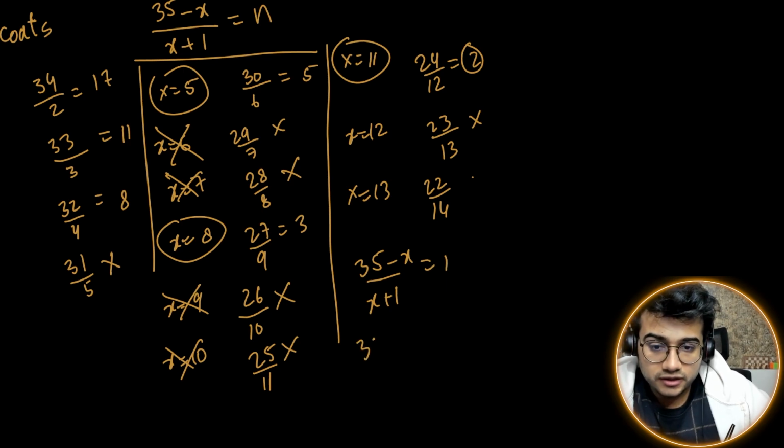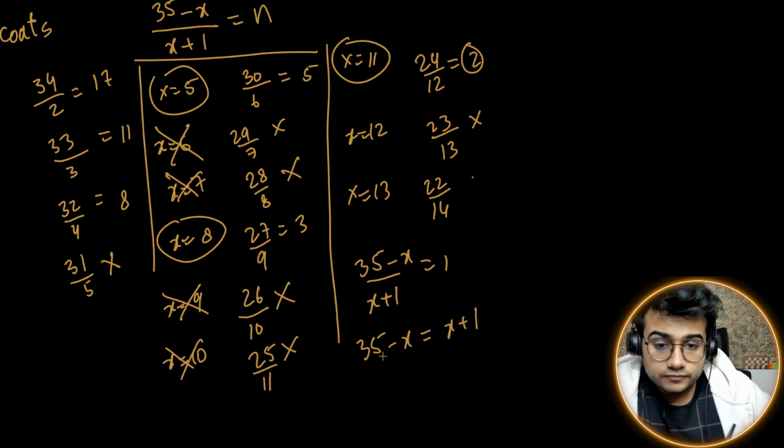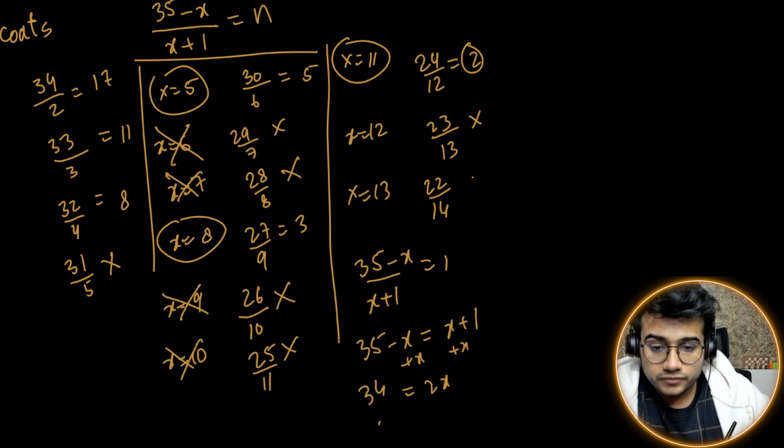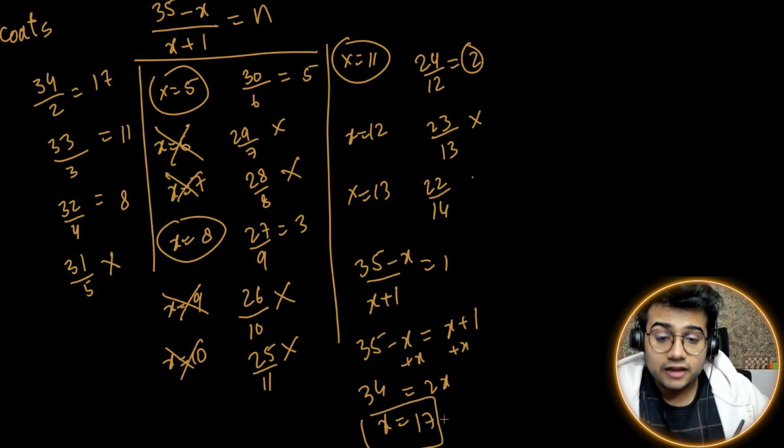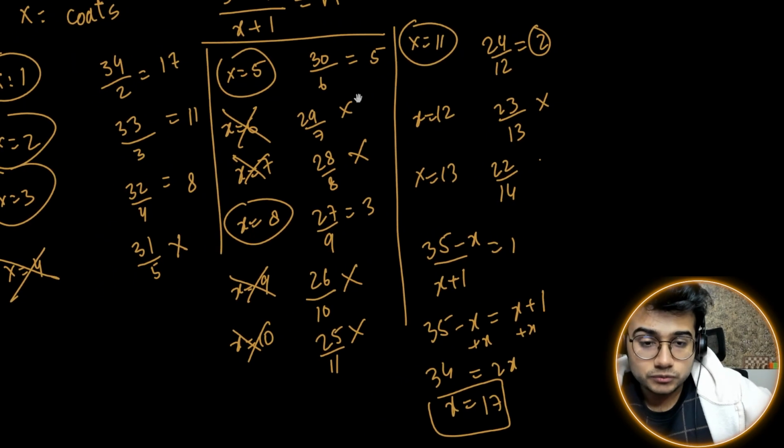So we get 35 minus x equals, we multiply both sides by x plus 1, so we get x plus 1. And I think it will work. So we add x to both sides, we get 2x equals, and then we subtract 1 from both sides, and we get 34. So x equals 17. That will work as well. But after that, nothing else would work. So these are the only values that we can have.